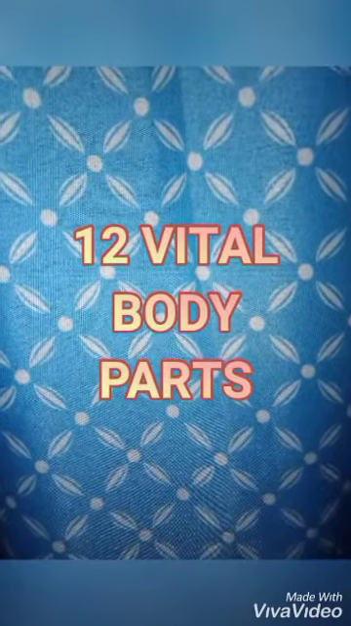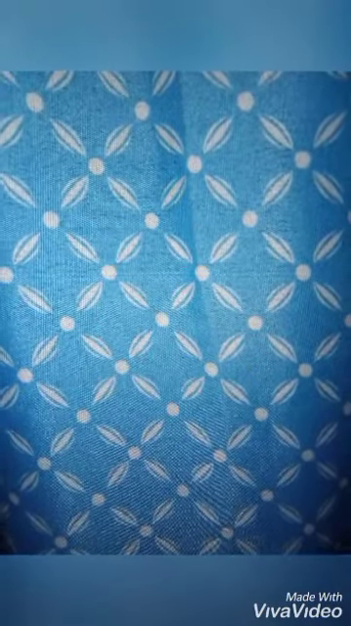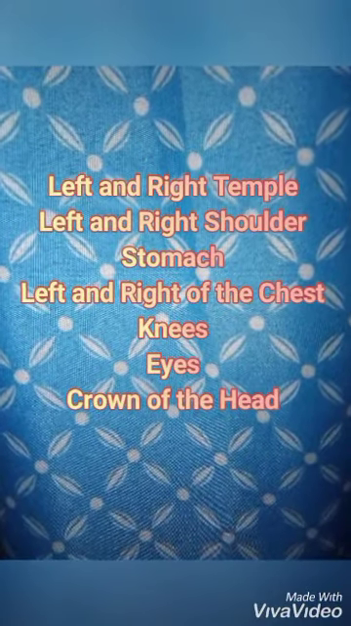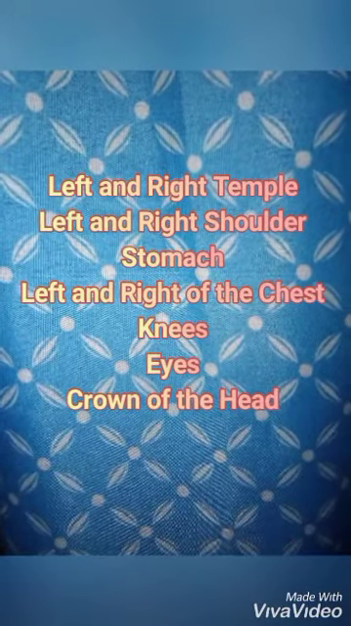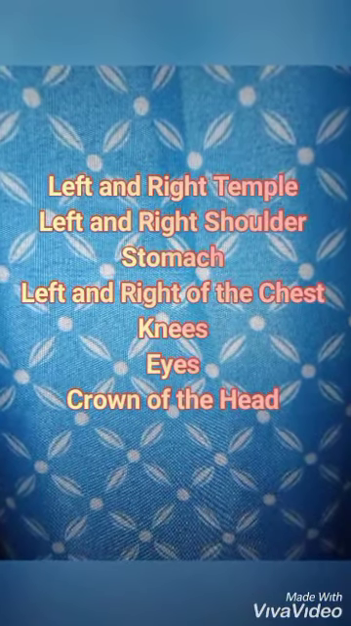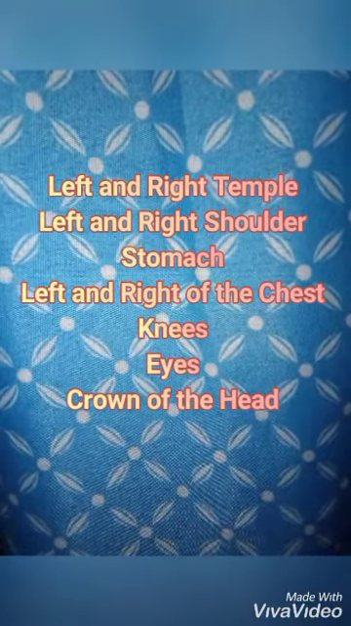These are the 12 vital body parts that can be attacked. These are the left and right temple, left and right shoulder, stomach, left and right side of the chest, the knees, the eyes, and the crown of the head. Let's begin.